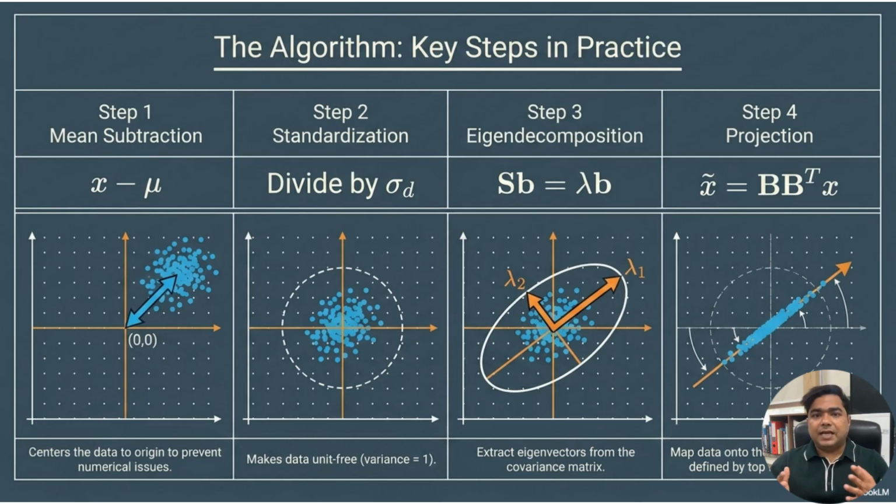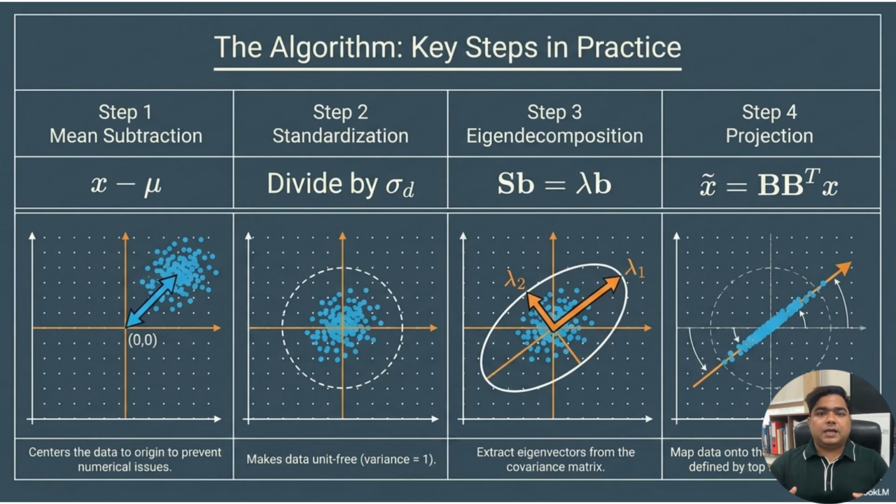Step 2 is standardization. If different features have different units or scales, we divide by the standard deviation. This can be spoken like this: divide by sigma d. For example, if one feature is measured in meters and another in millimeters, their scales are very different.